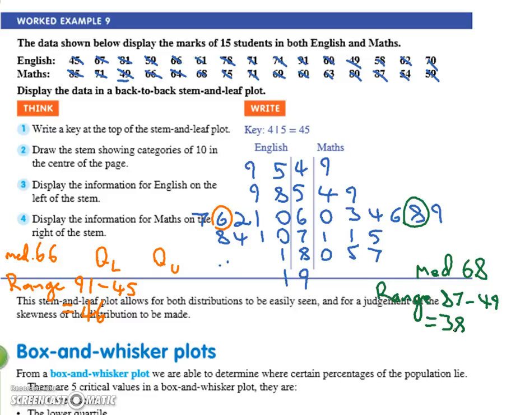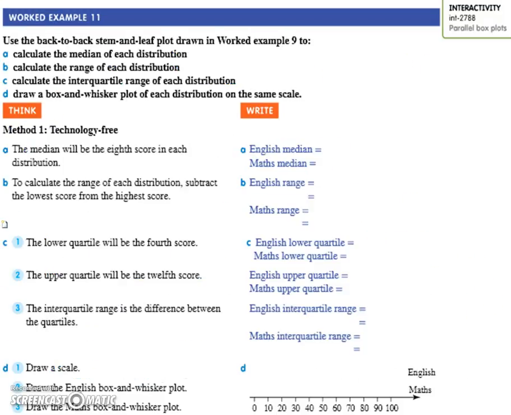I'm just going to quickly flick over and add those in. So 66, 68. English range was, what was it, 91 minus 45? Thanks, mate. And the maths range was 87 minus... what was the lowest score on maths? 49. The answer was 36, yeah? No, 38. 38, that's better. All right, so the next things it's looking for are the lower quartiles.